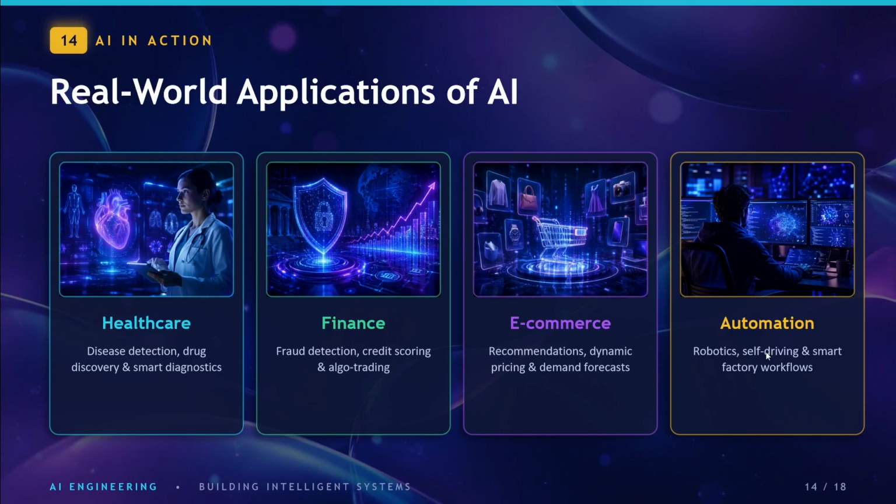Second, in finance, AI powers fraud detection, credit scoring, and algorithmic trading. Banks use AI to instantly flag suspicious transactions, assess a person's creditworthiness, and even execute trades automatically based on market patterns. Third, in e-commerce, AI drives recommendations, dynamic pricing, and demand forecasting. This is why platforms like Amazon can suggest products you are likely to buy, adjust prices based on demand in real time, and predict how much inventory they'll need in the future.